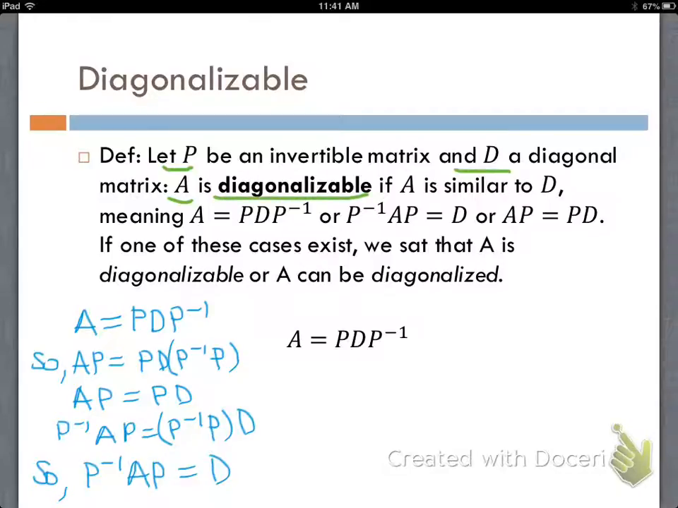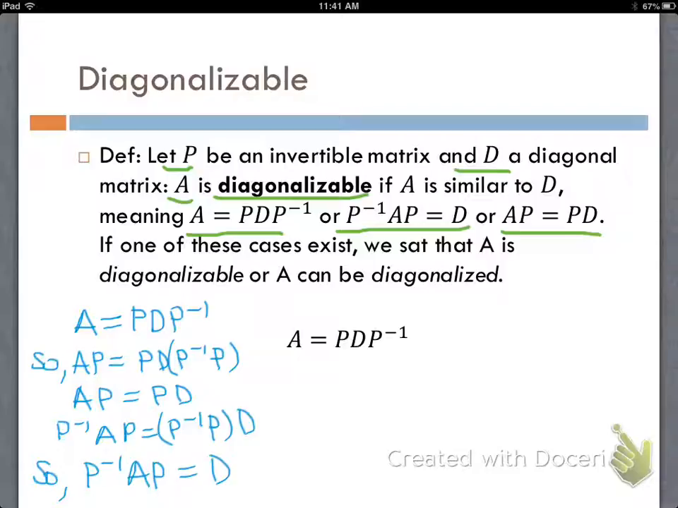We're saying that A is diagonalizable. Okay, that's a big word. If A is similar to D. And when we say similar, we mean that A equals P times D times P inverse, or D equals P inverse times A times P, or A times P equals P times D, okay?